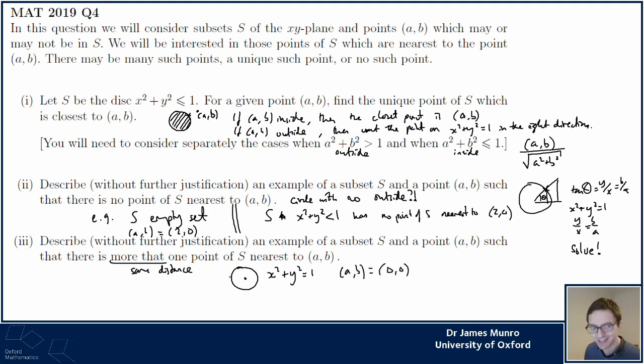All the points there are the same distance from the origin. So if I just take the outside of the circle, then every point on S is actually the nearest to AB, because they're all the same distance away from AB. So every point is the nearest. Okay, so many such points, a unique point or no such point. In this case, many, in this case, none, in this case, a unique closest point. Okay.